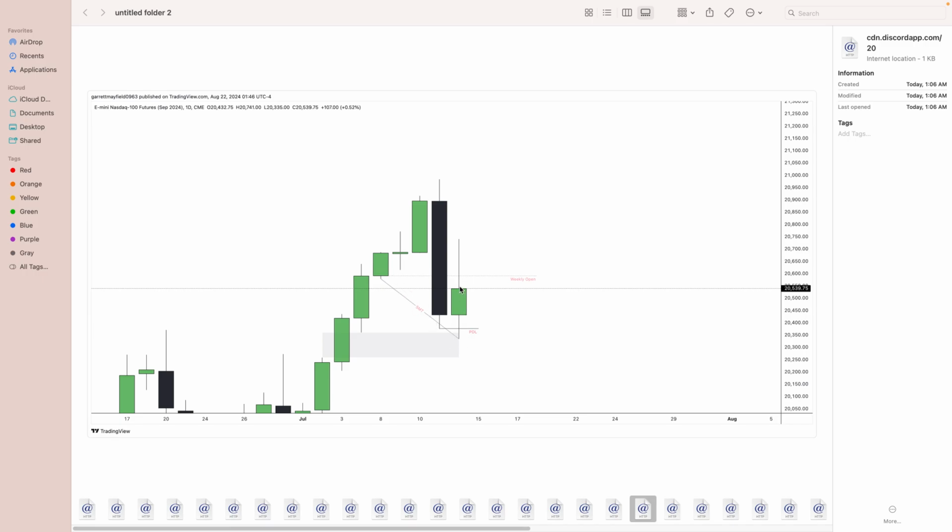Okay, so now we have this huge displacement lower, and we have the CSD here, or sorry, SMT with the correlated asset, and we hit a key level. So again, low today created in a key level.